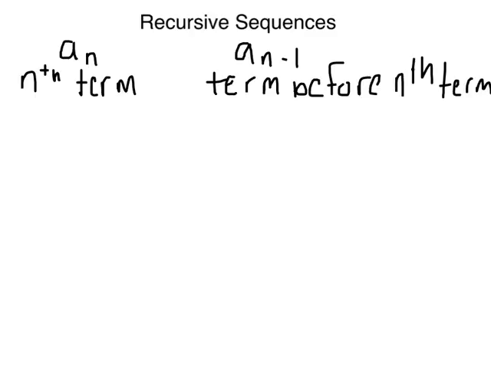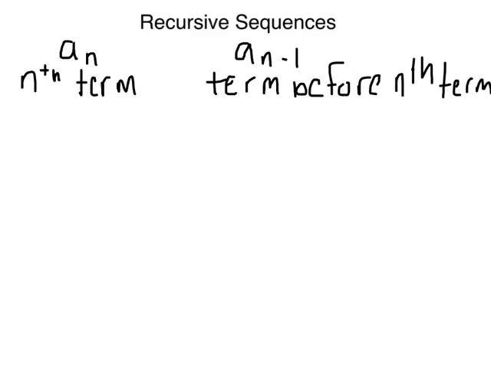So just some notation here. An would be the nth term. And if you have an as the nth term, an minus 1 would be the term before the nth term. So in the recursive sequence, we're going to use the an minus 1 inside the recurrence formula to find the nth term, which is an.